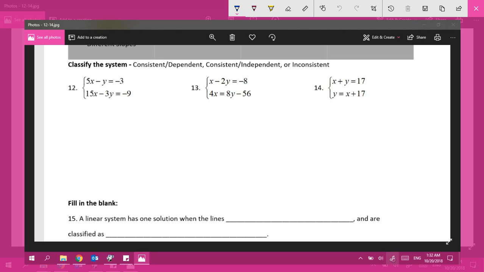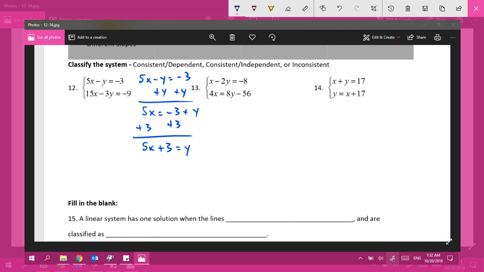So let's do it. Number 12, 5x minus y equals negative 3. To get y by itself, the easiest way is just to add y to the other side. So we have 5x equals negative 3 plus y. Then we just add 3 to both sides. Boom, boom. 5x plus 3 equals y.